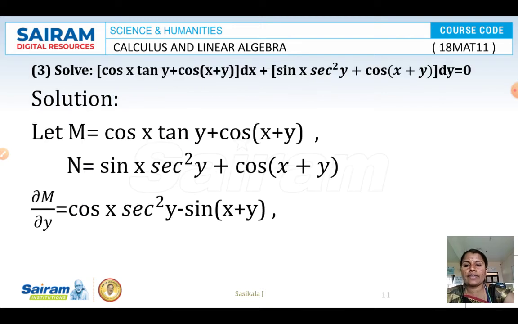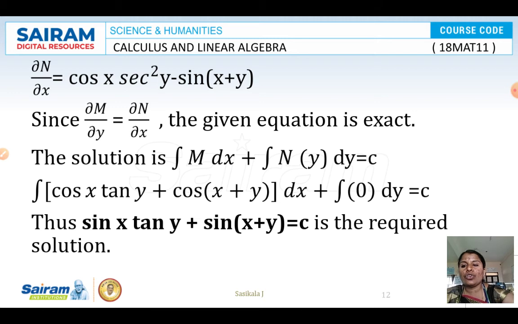So we'll go for the next example. (cos x tan y plus cos of (x plus y)) dx plus (sin x secant squared y plus cos of (x plus y)) dy equal to 0. Now what is your M? The dx coefficient will be M, the dy coefficient will be N. Then find your dou M by dou y. With respect to y, x is a constant, so cos x tan y gives cos x secant squared y, minus sin of (x plus y), since the derivative of cos is minus sin and (x plus y) remains the same.